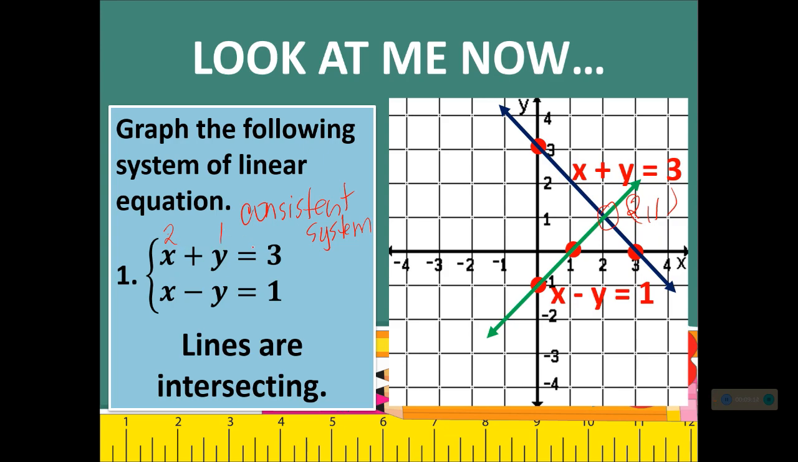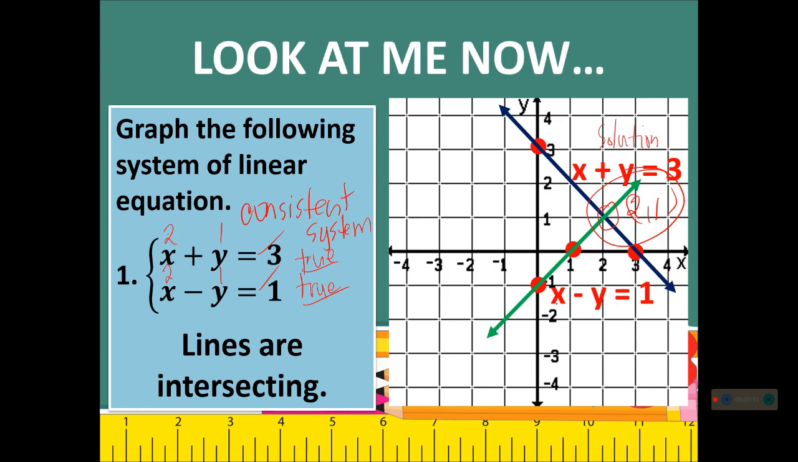So, 2 plus 1 is 3, which is equal to 3. Correct. So, it is true. Then, on the second equation, 2 in place of x, 1 in place of y. So, we have here 2 minus 1 is 1, which is equal to 1. So, it is also true. Therefore, since it is true on the first equation and true on the second equation, again, (2, 1) is the correct solution of our given system. Okay?